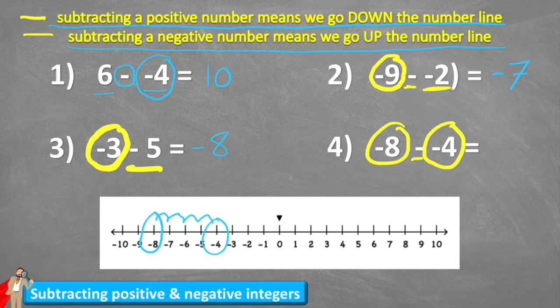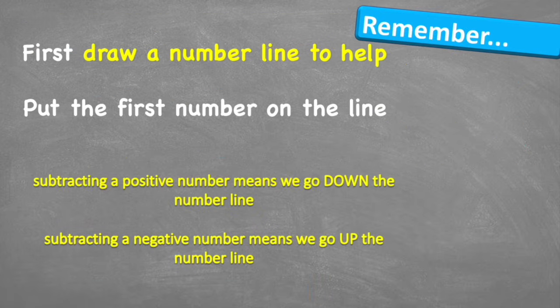So negative 8 subtract a negative 4 is negative 4. Whoa, pretty tricky, right? A little bit confusing to think about. But basically, if we are subtracting a negative number, we actually end up adding.